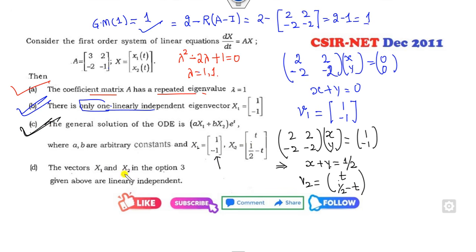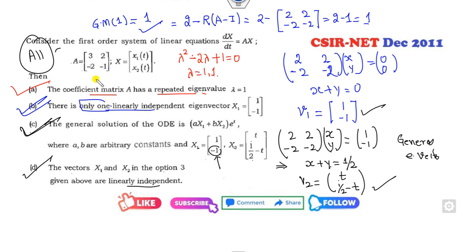The vectors x1 and x2 are linearly independent. Clearly say minus half can never be written in this form. So definitely they are linearly independent. Or moreover, these are obtained from the Jordan form. This is the concept of the generalized eigenvectors. So they are linearly independent vectors. So all are correct answers of this problem.